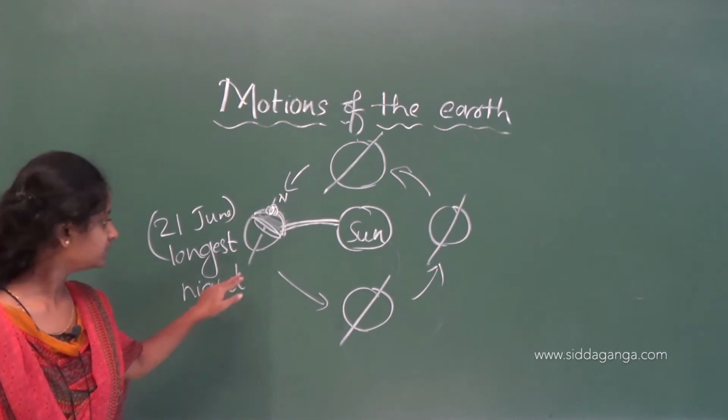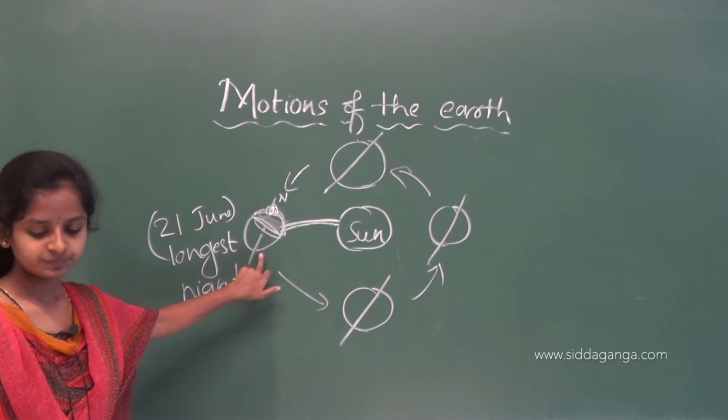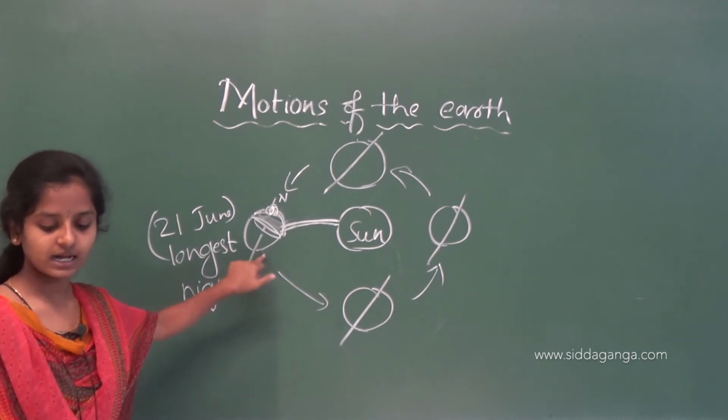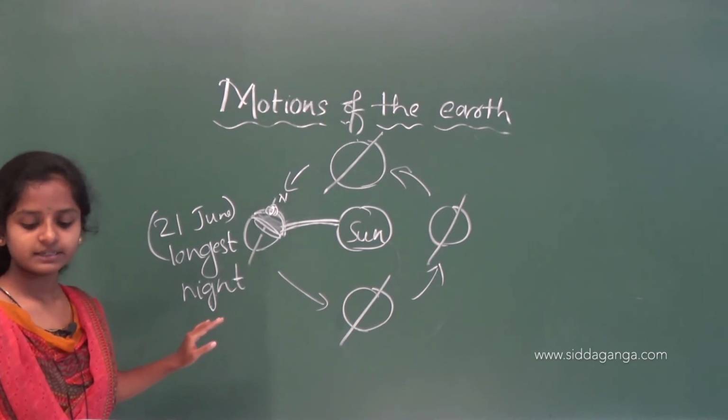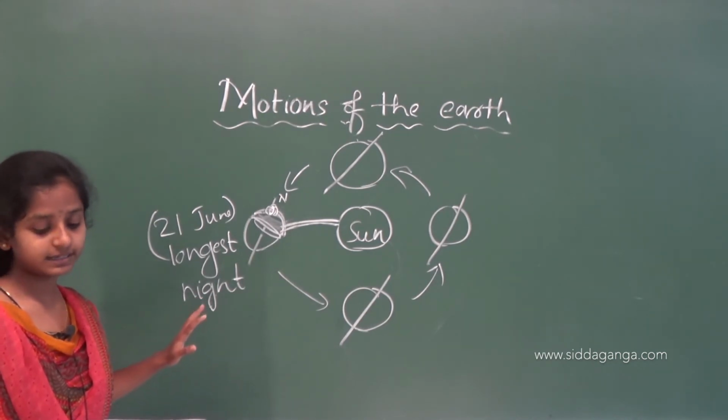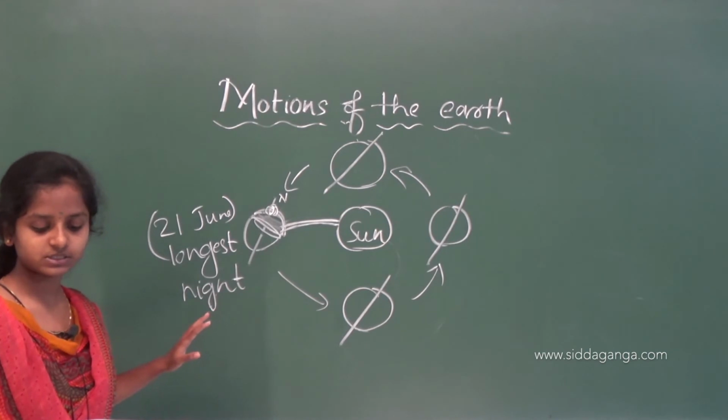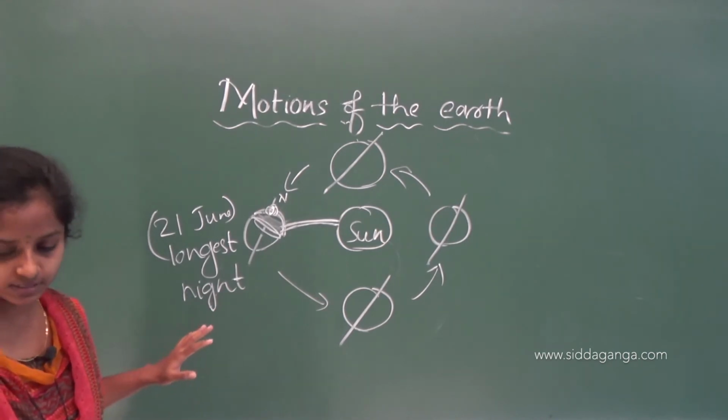And at this time in the southern hemisphere, all these conditions are reversed. It is winter season there. The nights are longer than the days. This position of the earth is called the summer solstice.